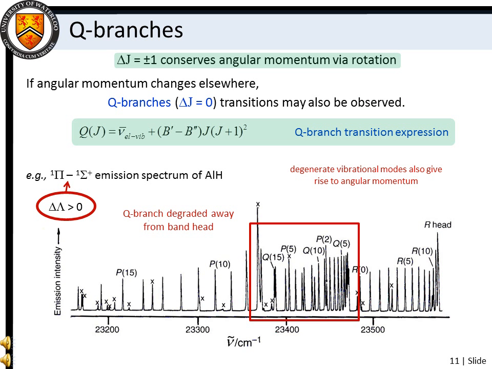For example, in the singlet pi to singlet sigma transition of aluminum hydride, delta lambda does not equal 0. As a result, a dense, closely spaced series of Q-type transitions are observed near the vibronic band origin. Note that the Q branch is degraded away from the band head. This is a direct result of the difference in rotational constants for the two states. If we employ the delta J equals 0 selection rule to our transition expression, we can write the analytical expression for the Q-type transitions shown here.